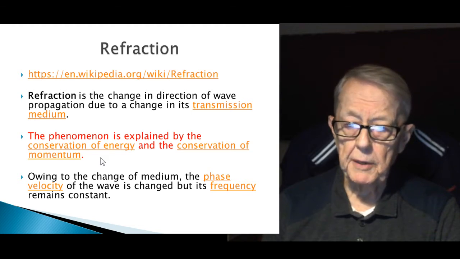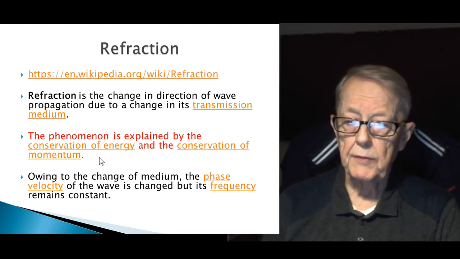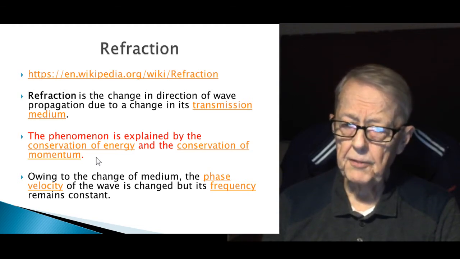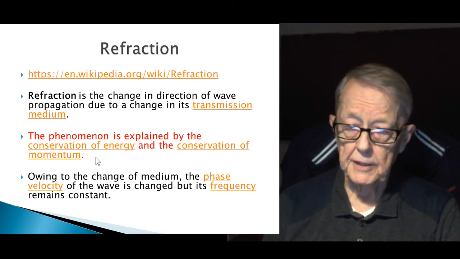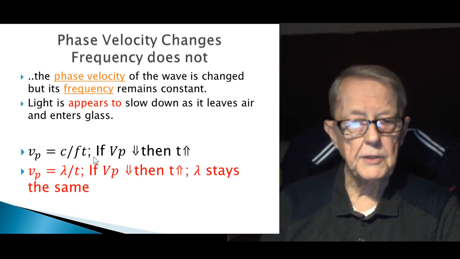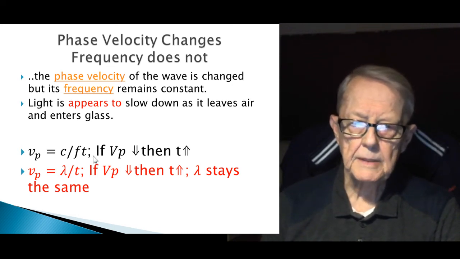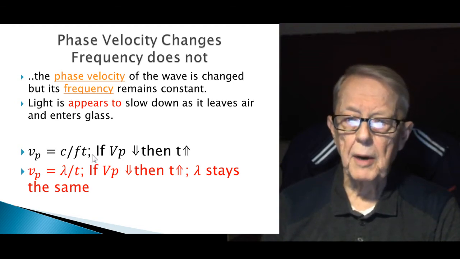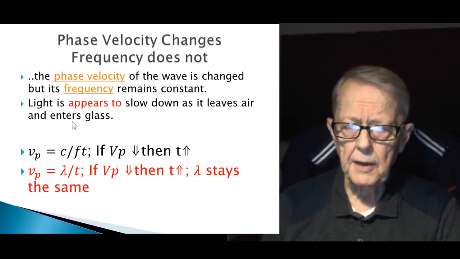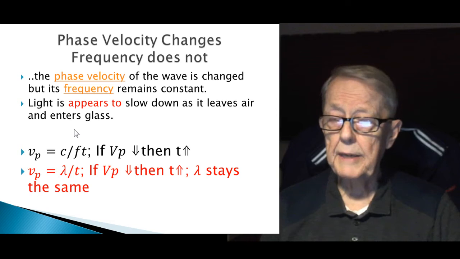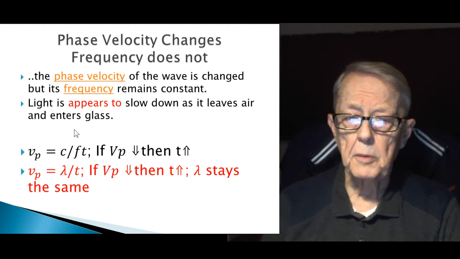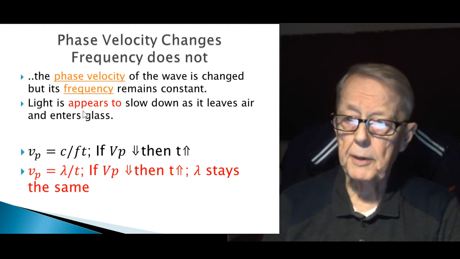"Owing to the change of medium, the phase velocity of the wave has changed, but its frequency remains constant." Now, in general, I'm going to be talking about light leaving air and entering glass. And in that case, it slows down. When it leaves glass and enters air, it speeds up, and we can talk about that, but for the moment, I'm going to say it appears to slow down.